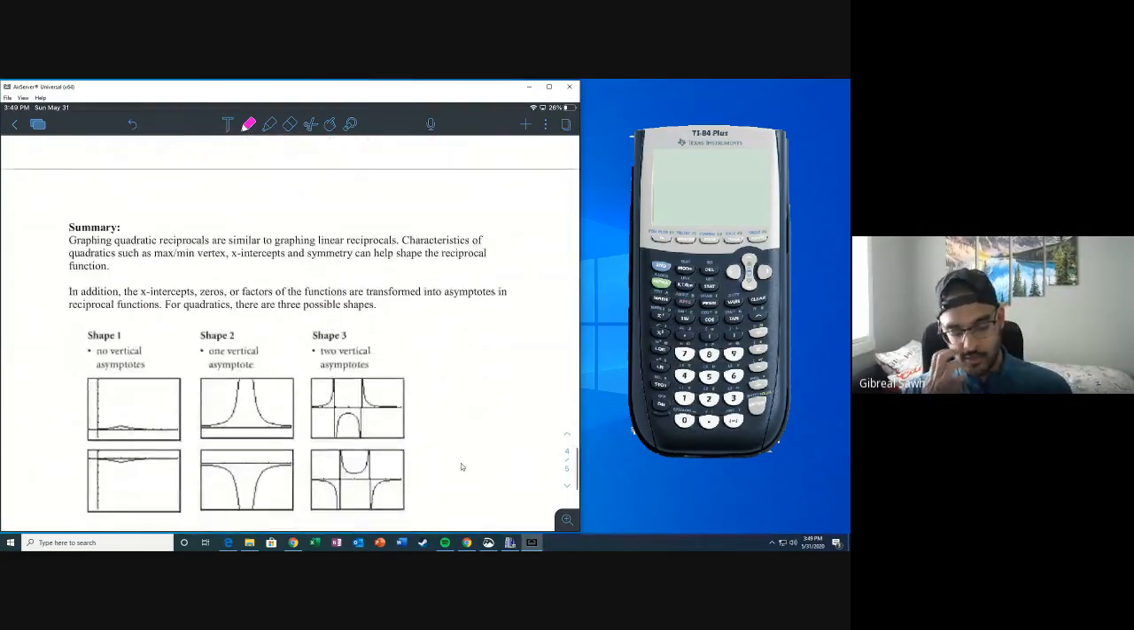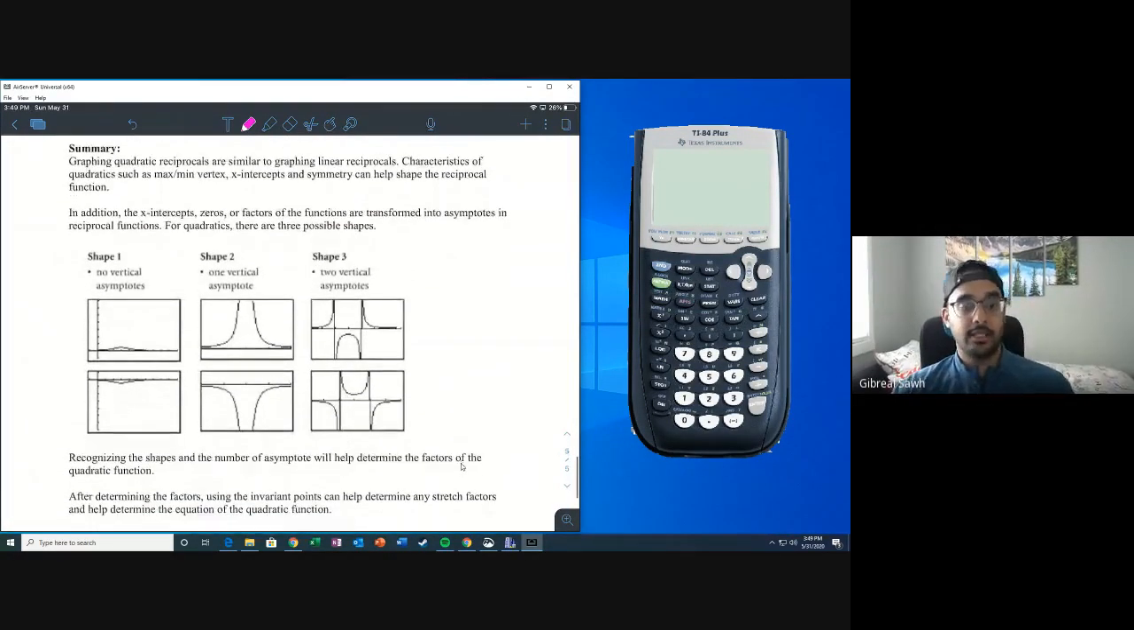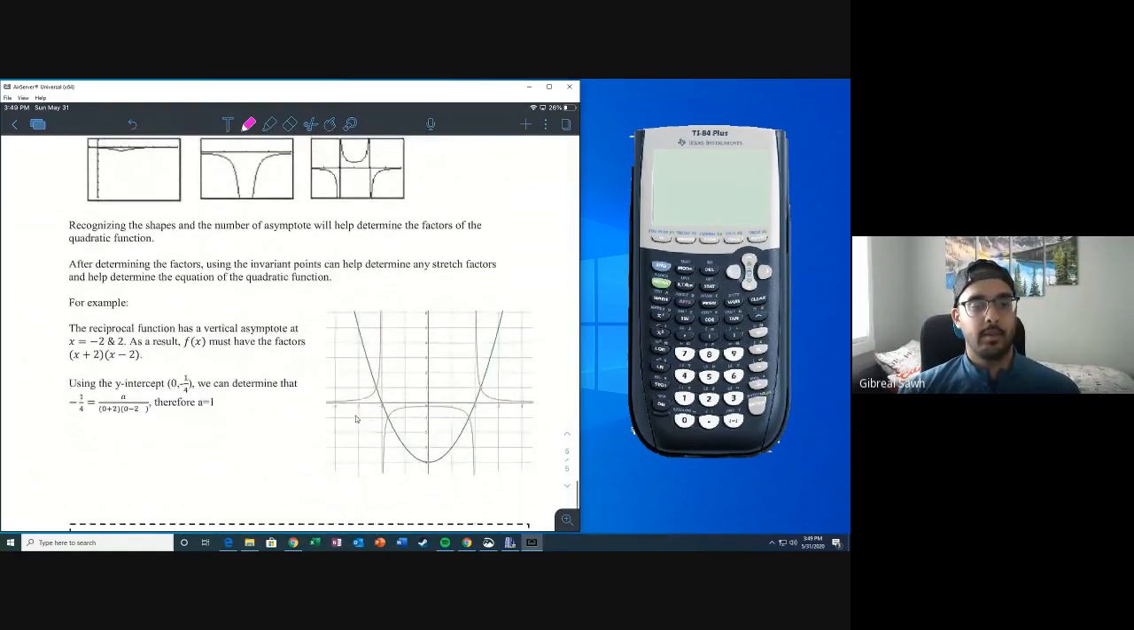On the back, you do have just a little bit of a summary which talks about all the things that I just talked about. And you have one example that kind of walks you through it.